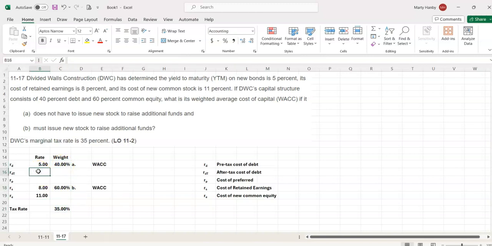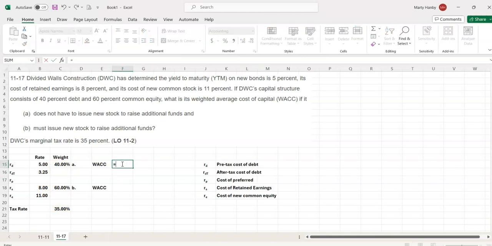So let's calculate the after-tax cost of debt. So the 5% times 1 minus the tax rate, so we need an asterisk, and parentheses, so 1 minus 35%, and then we get 3.25%. So now I can calculate the weighted average cost of capital.